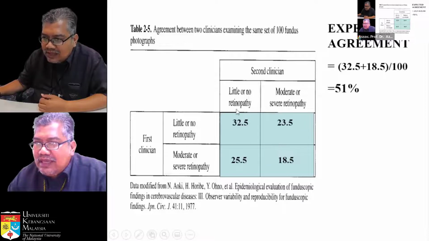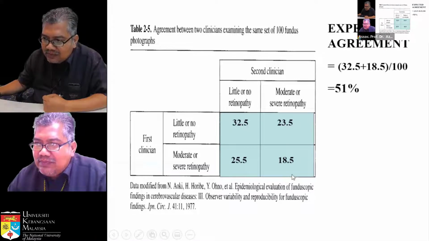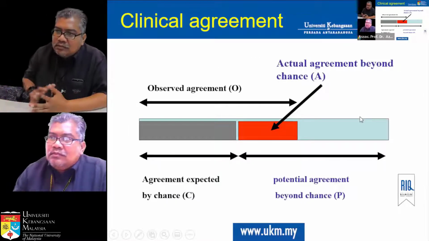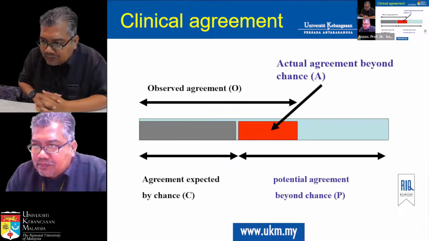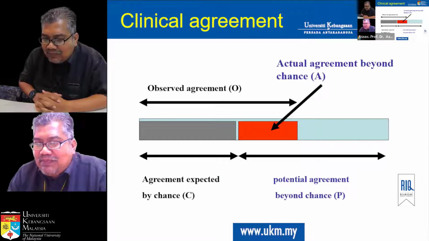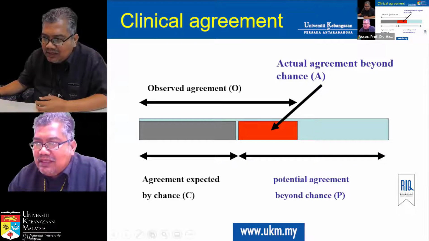So this is the expected agreement. The expected agreement is this value 32.5 plus 18.5, so you get 51%. What are we interested in? We are interested in the kappa value. To get the kappa value, it is the observed agreement minus the expected agreement. Then you get the actual agreement beyond chance.